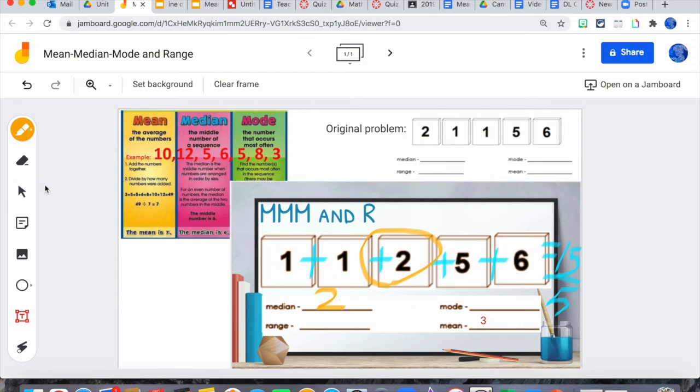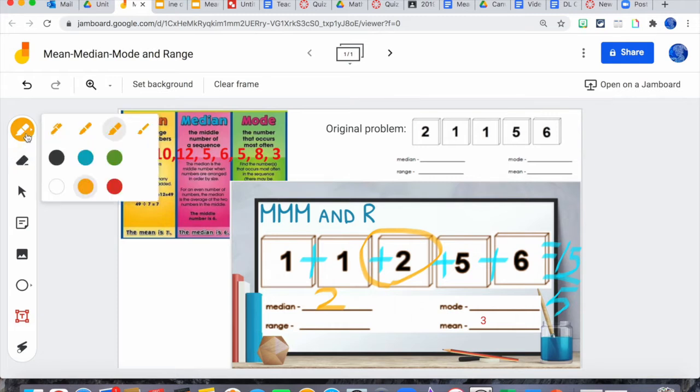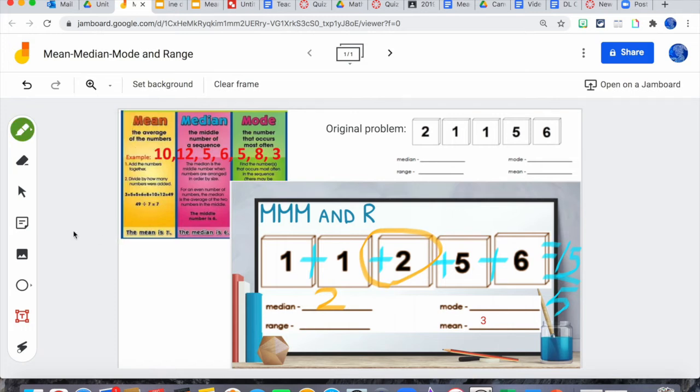Now, we are going to find the last one, which is the mode. And the mode is the most often. Okay, I'm going to go ahead and use green for the most often. The mode is 1.